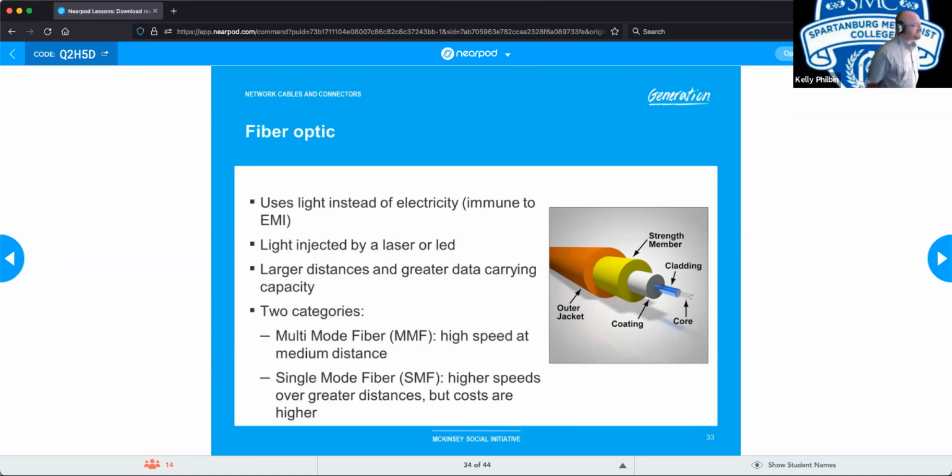It can carry data over longer distances, and it can carry much larger amounts of data at a given time as well. You have two different types of fiber optics that you will be dealing with. There is multi-mode, which allows for high speed at medium distances. And then you have single mode, which gives you higher speed at longer distances.